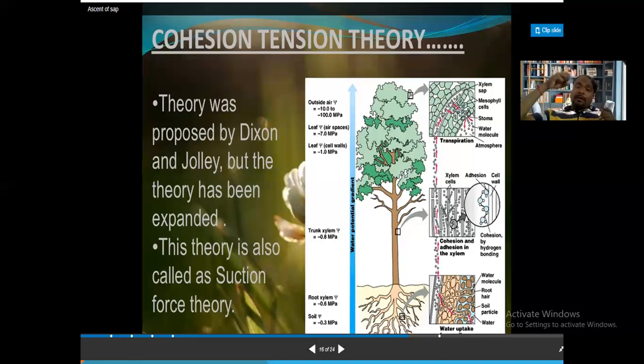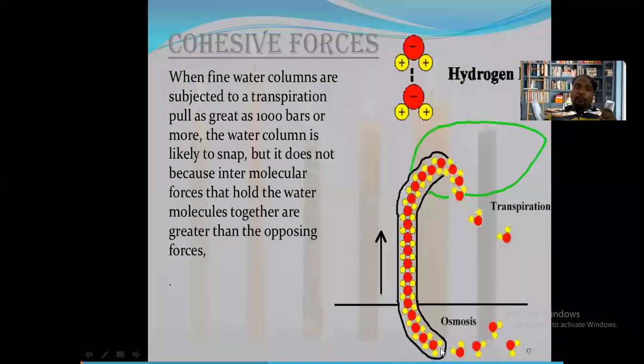And as the water column is maintained by these two forces, cohesive and adhesive forces, water from the root will be pulled to the leaves. Okay, now you can see this is the water column. These are the water molecules in the soil, then entered in the root, then flow to the stem, then it goes to the leaves. But there is no discontinuation in this column.